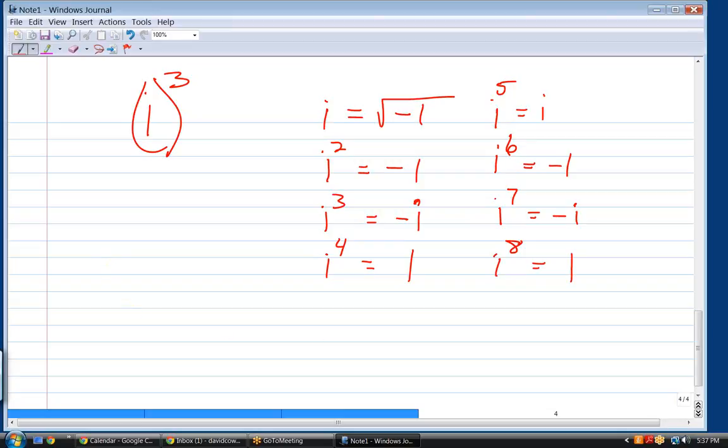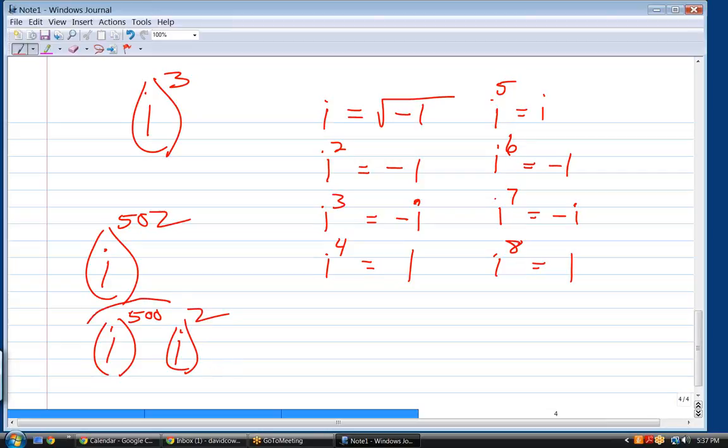And you will get questions like, what is i to the 502nd power? What is it? No. First of all, separate that into an even multiple of 4. So it becomes i to the 500th, which is an even multiple of 4, times i squared. Any even multiple of 4 is equal to 1. So this becomes 1 times i squared. i squared is negative 1, so it becomes negative 1.